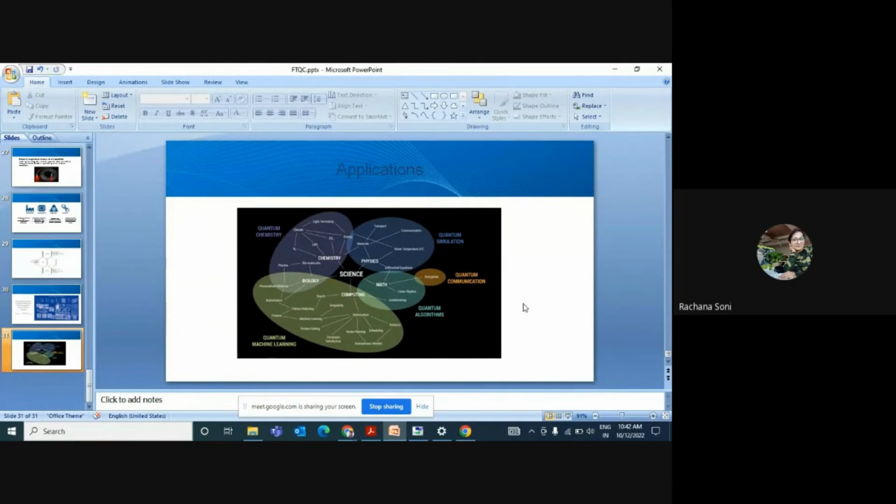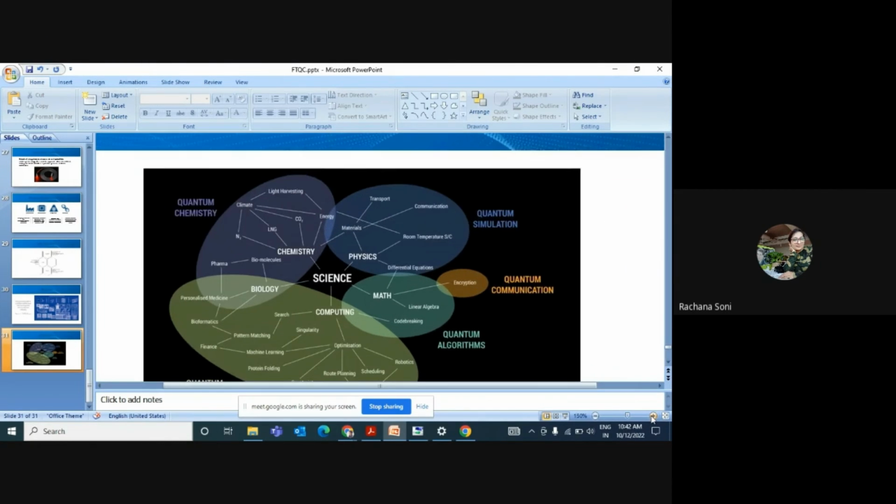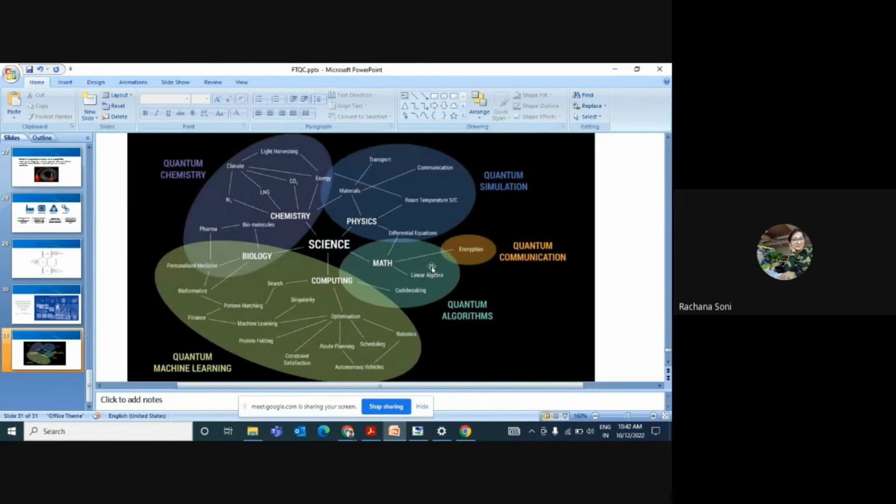Yes, sir. What I have studied so far is that linear algebra is the language of the quantum world. So, in this Venn diagram, what I feel is that the math part must be the intersection in all the parts of science.